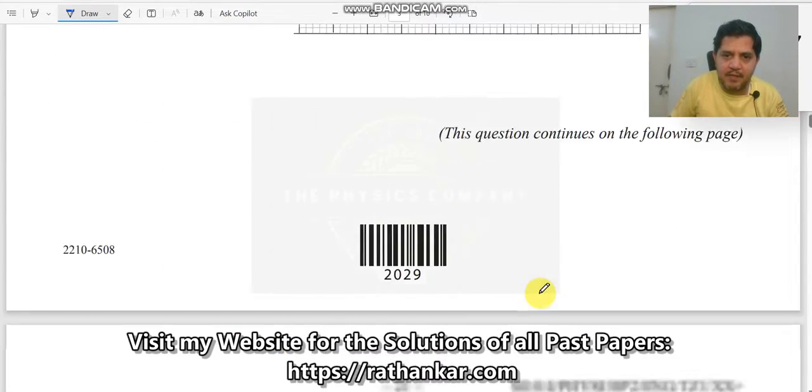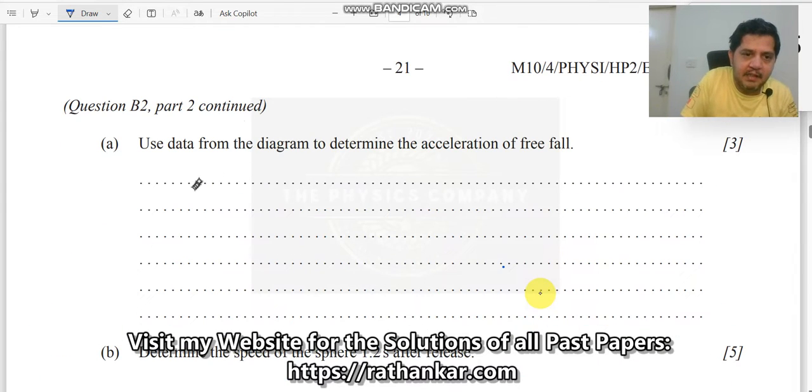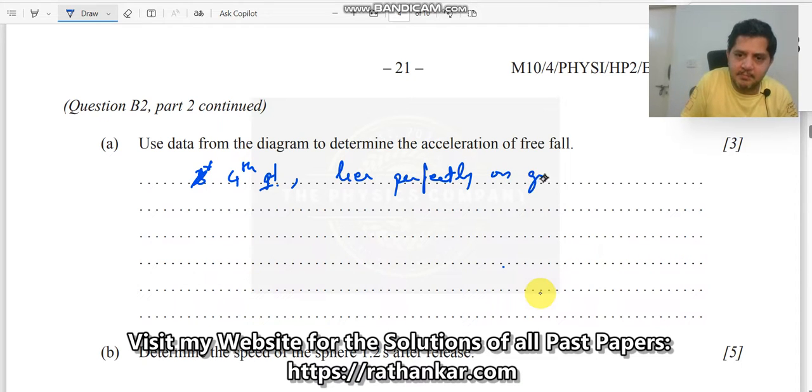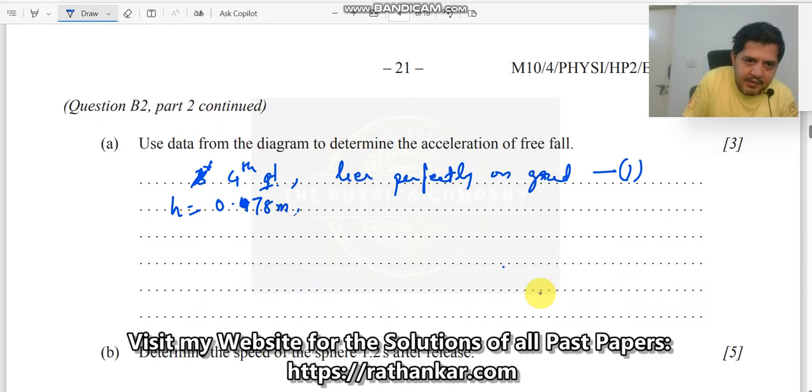Now we have chosen the fourth point. The reason is it lies perfectly on the grid. So this will carry 1 mark. And the value of it, h is equal to 0.78 meters, and the time taken is 0.4 seconds.